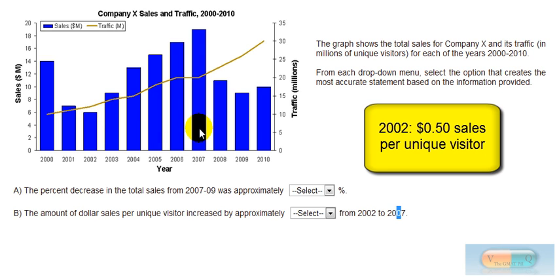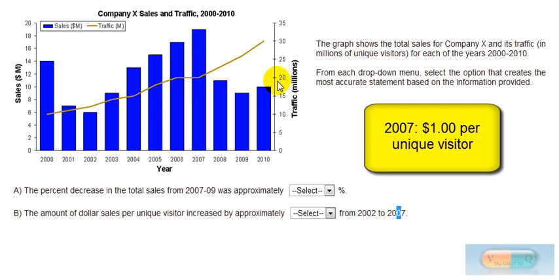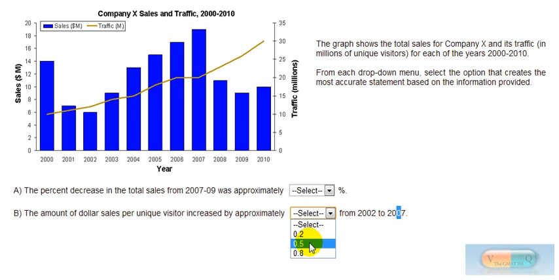Then in 07, that amount would change to, this is basically 19-ish divided by, this brown line goes to around 20-ish. So it's almost like a 1-to-1 ratio. So it's almost like $1. So it basically went from 50 cents to $1. So the amount of dollar sales per unique visitor increased by approximately how much? Oh, well, it's 50 cents, 0.5. So that's the amount we want. So again, the dollar sales per unique visitor went up by 50 cents between 02 and 07. So you mark that as your final answer.